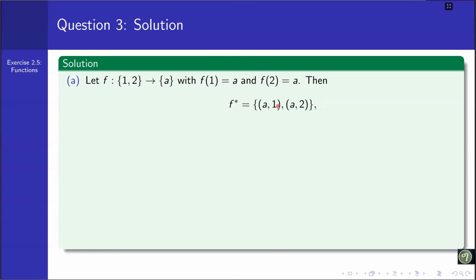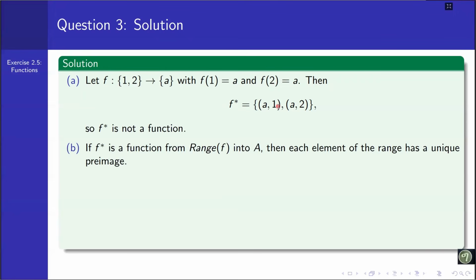Therefore, this is a counterexample for justification of the given question. So f star is not a function. B, if f star is a function from range of f into A, then each element of the range has a unique preimage.